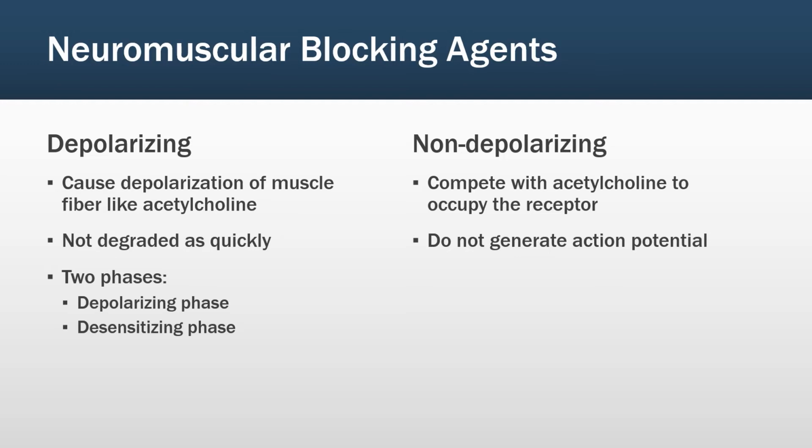So now let's look at non-depolarizing agents. Non-depolarizing neuromuscular blocking agents provide a wider selection with varying onset and duration of action, which we'll discuss a little bit later in the presentation. Unlike succinylcholine, non-depolarizing NMBAs compete with acetylcholine to occupy the receptor sites on the motor end plate, but an action potential is not generated. So once 70 to 80% of the receptor sites are blocked, full paralysis results.